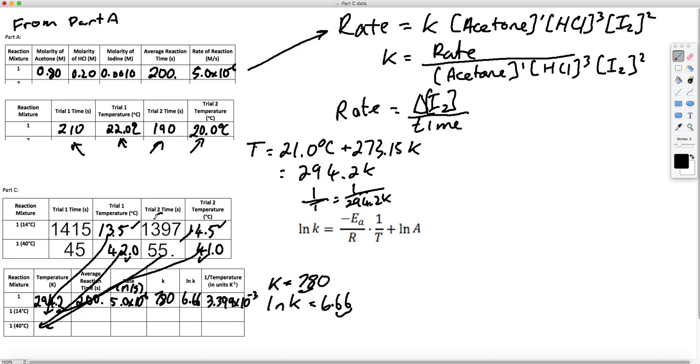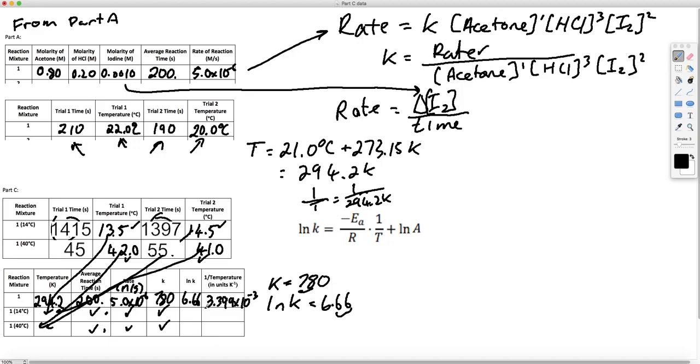The average reaction time, again, we've got the times here. Those are going to go in here and here. And then we can calculate the rates. The rates are always going to be based on the concentration of I2, which in this case is going to be the same for everything, divided by whatever time we get here and here. So the same as what we did in Part A, basically. The K, we're going to calculate that based on the rate, which we already have, divided by all of these different concentrations to those different powers. That's how we're going to come up with those K values. And then we can get the natural log of K and the 1 over T as well.